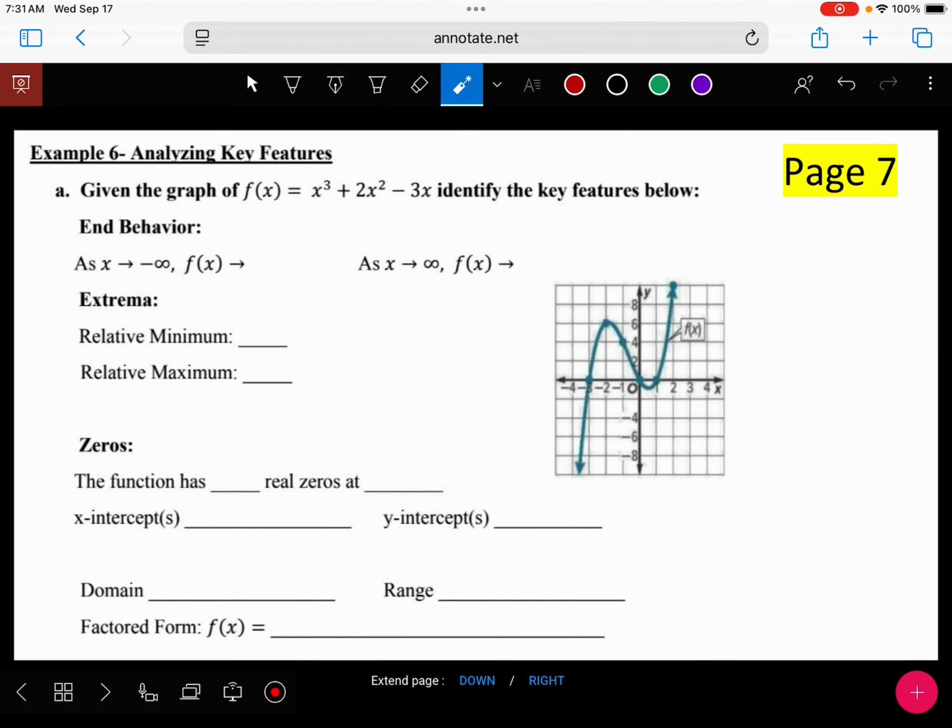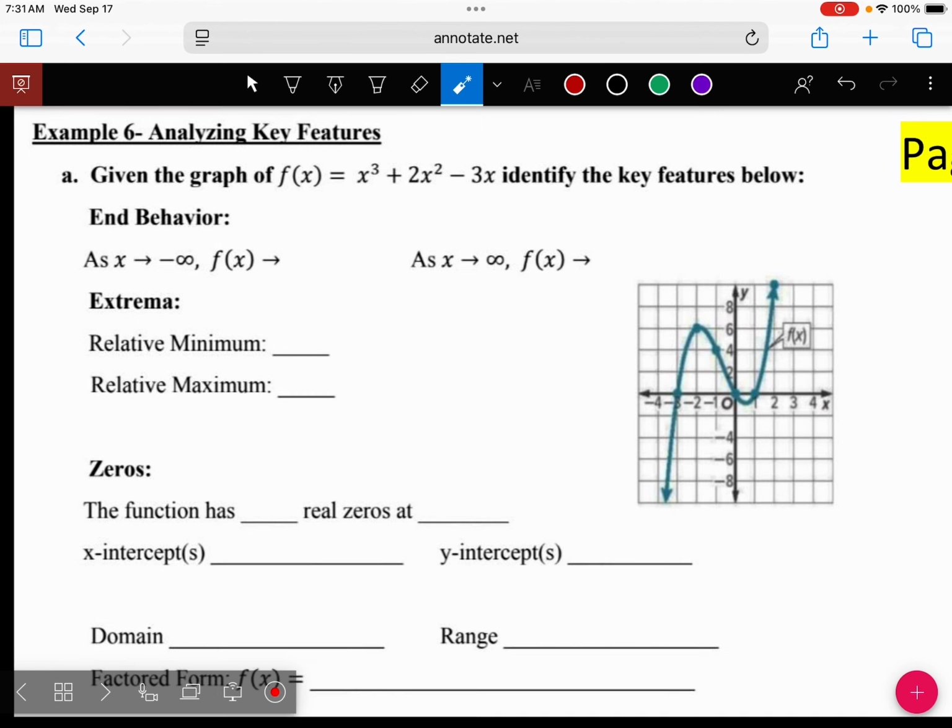Okay, still on page 7, let's go ahead and answer some questions about this. We're going to bring it all together. So first of all, man, there's a lot going on here. Let's start off with our end behavior. So this is the left side. This is the right. On the left side, the arrow goes down, so I'm going to put a negative infinity. On the right side, the arrow goes up, so I'm going to put a positive infinity. Okay, so that's our end behavior.